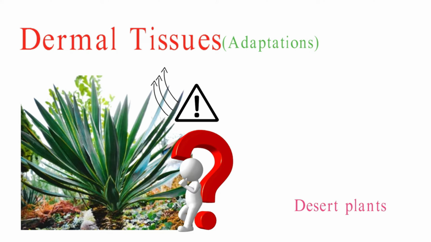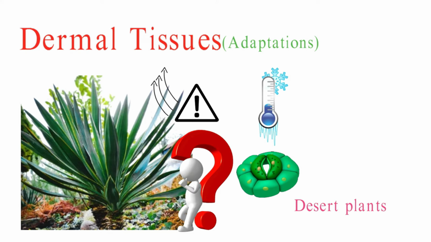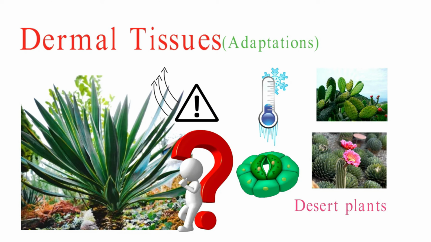Additionally, many desert plants open their stomata at night when it's cooler, reducing water loss during the hottest part of the day. Some even have specialized water storage tissues, like succulent stems and leaves, to store water for times of drought. These adaptations are like nature's own desert survival kit, allowing these plants to thrive where few others can.